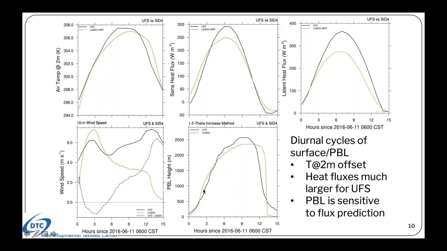And finally, looking at our PBL evolution throughout the day, we see that during the afternoon hours when convection would start to get going at its peak, the UFS, despite being cooler, has a deeper boundary layer than the LASSO. It also begins to stabilize earlier and not quite as quickly as the LASSO. And we have that distinct overmixing pattern where we have a deeper UFS PBL by the end of the simulation. And this PBL prediction matches the flux predictions fairly well.